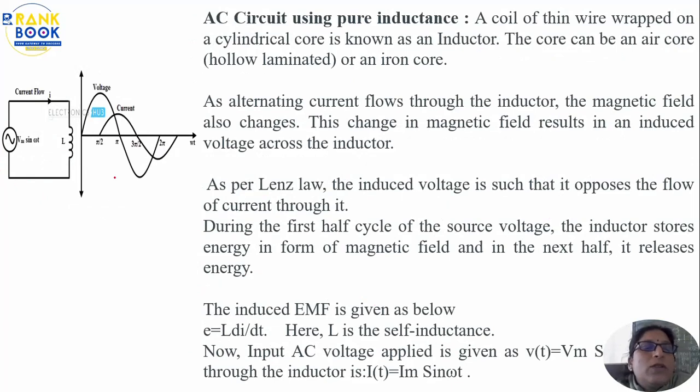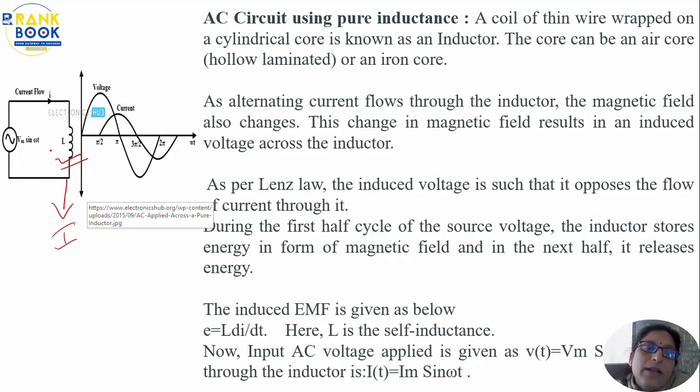See, this is the circuit with respect to an AC signal along with the inductance. So here a coil of thin wire wrapped on a cylindrical core is known as an inductor, and the core can be an air core or iron core.